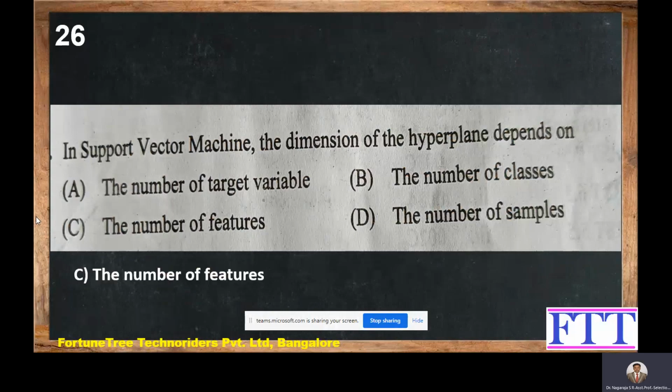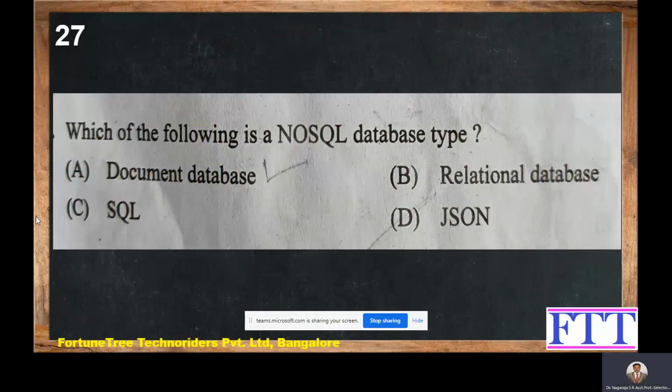So move to 27. Which of the following is a NoSQL database type? Option A, document database. Option B, relational database. Option C, SQL. Option D, JSON. So the right option is option A, document database is a NoSQL database type. So option A is the right answer.